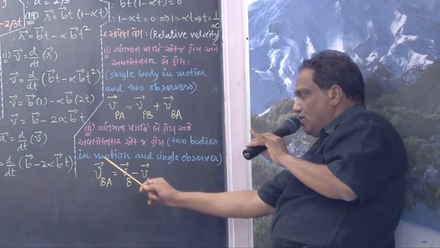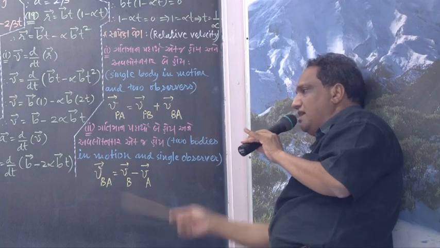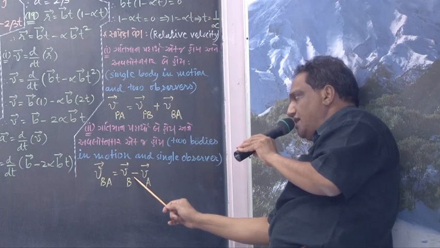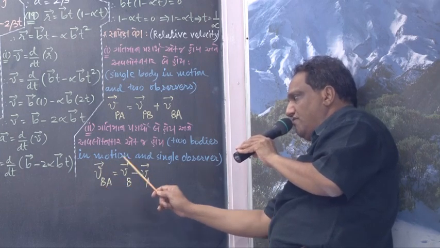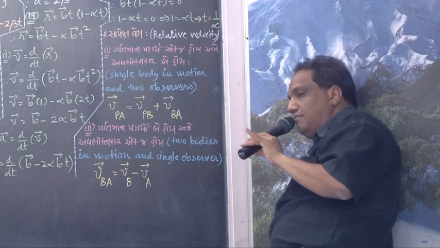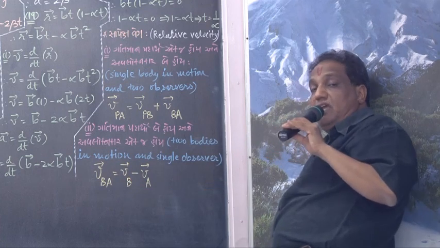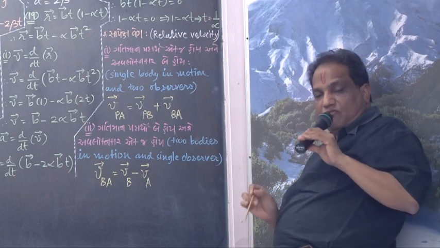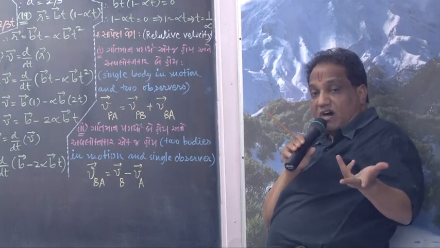And here two bodies in motion, let them be A and B, and single observer, say observing from ground. Then you can write relative velocity of body B with respect to body A. It is velocity of body B minus velocity of body A. Velocity of first body comes at first place, minus velocity of second body at the second place. Similarly, what is vector V_PQ? Vector V_P minus vector V_Q. Simple. What is vector V_XY? Vector V_X minus vector V_Y.